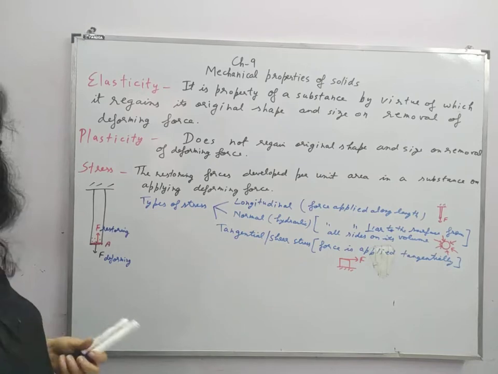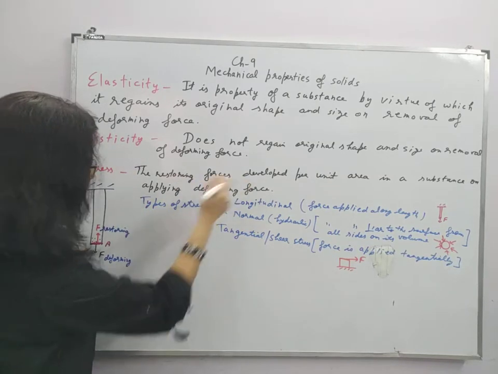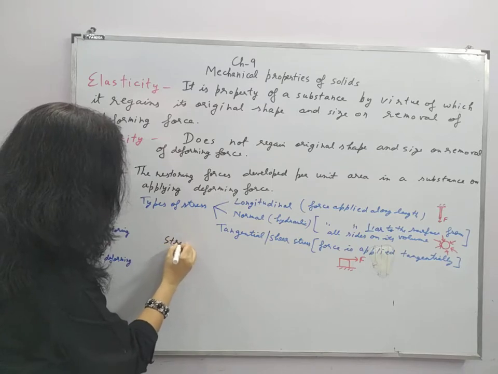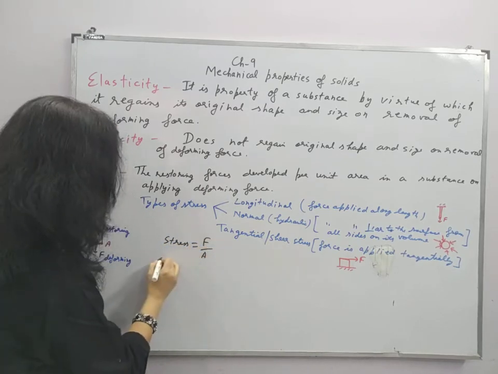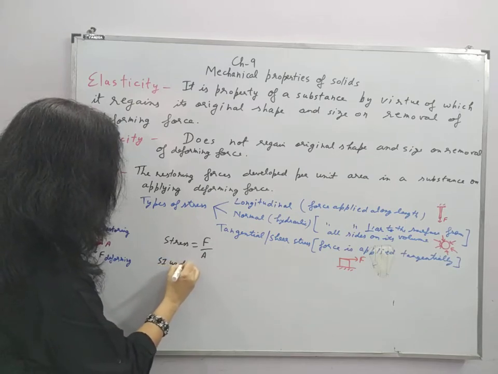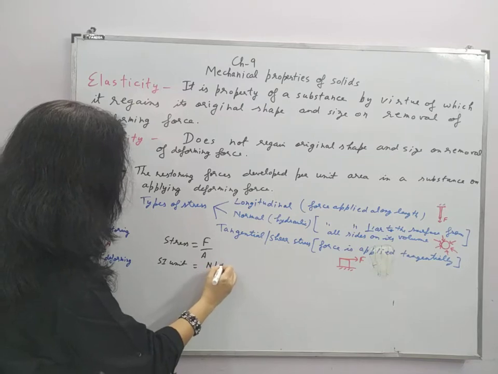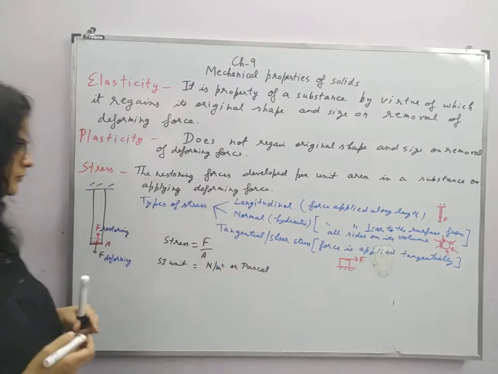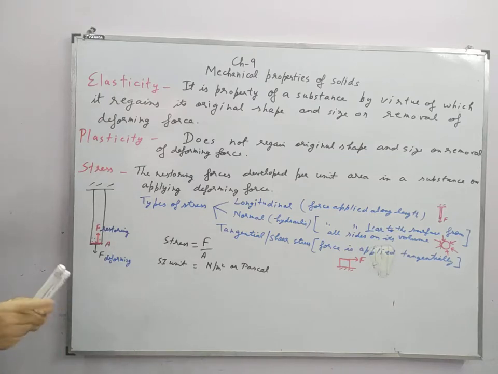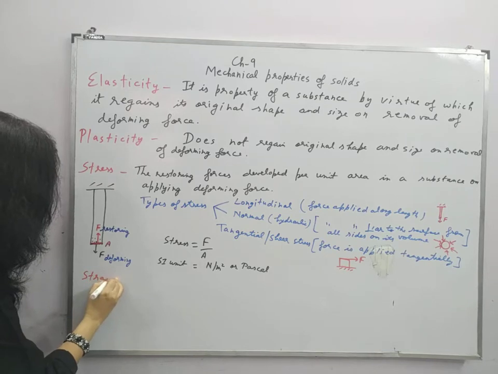What is the formula for stress? As the definition indicates, the formula is force upon area. So what will be the SI unit? This will be Newton per meter square or Pascal. So let's discuss the next concept, that is strain.